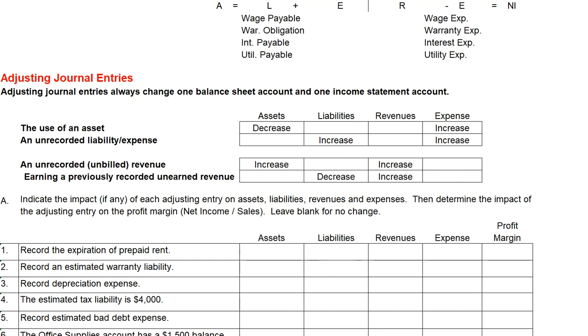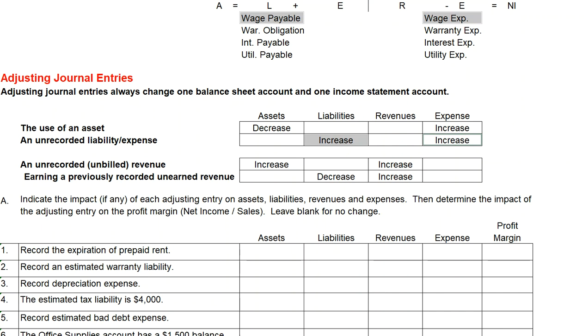The next broad type that firms have is unrecorded liabilities or expenses. At year end, typically we owe our employees some salary or wages. So we need to record a liability for wages payable or salaries payable and an expense, salaries expense. So we had an increase in liabilities and an increase in expense.